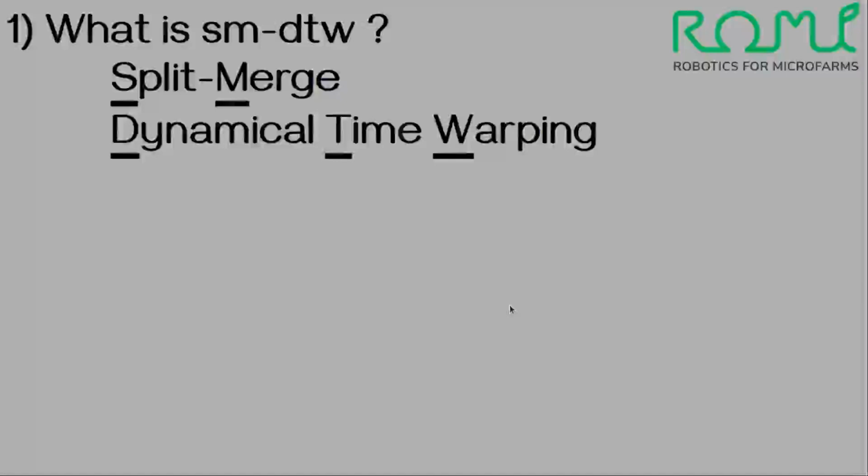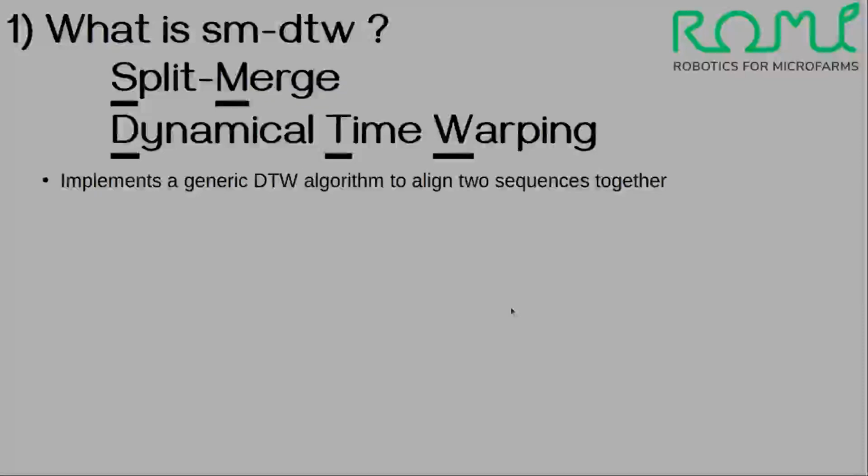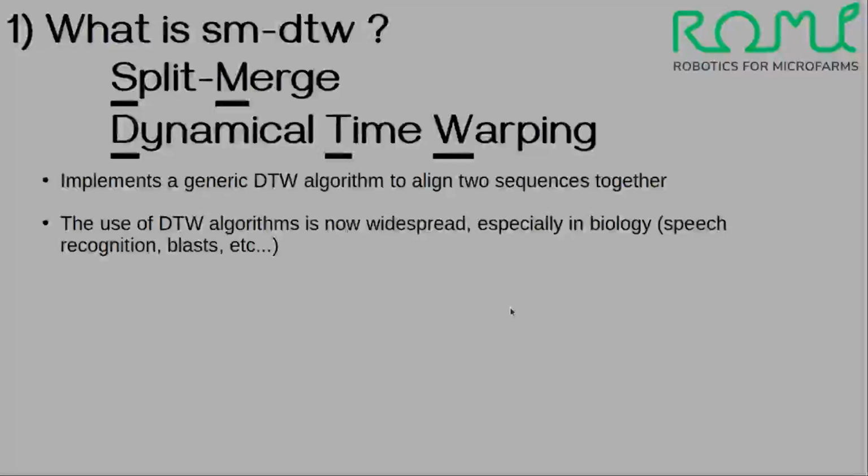So first, what is sm-dtw? It stands for Split Merge Dynamical Time Warping. It implements a generic dynamical time warping algorithm to align two sequences together. The use of dynamical time warping algorithms is now widespread. For example, it's very well known for speech recognition, when one sentence is spoken by two different speakers with different voices, rhythm, etc. And in biology, it has had great success too with the use of BLAST, matching two sequences together, be it proteins or nucleotides, which can have differences between them.